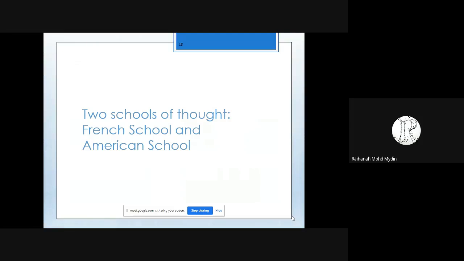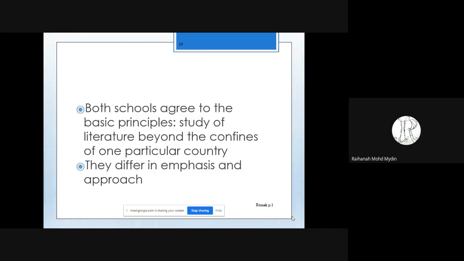So now we go into the two schools of thought, the French school and the American school. Fundamentally, both schools agree on the principles of comparative literature. They agree that it should be the study of literature beyond the confines of a particular country. That is the same in both the French school and the American school. However, they differ in emphasis and approach.